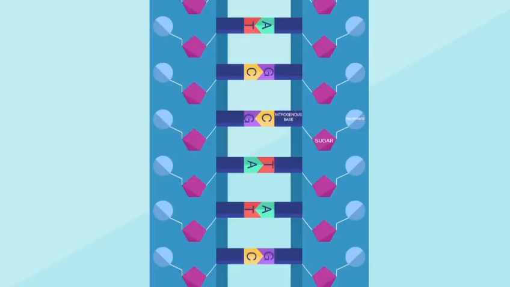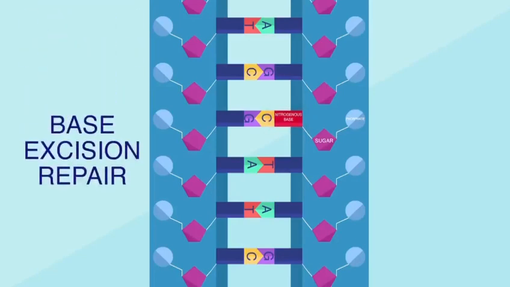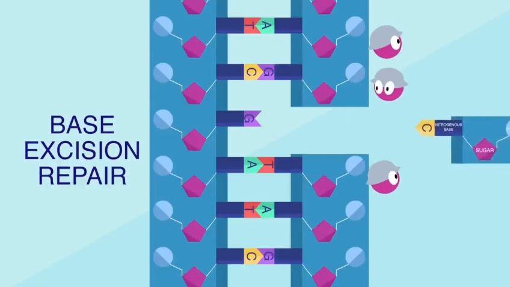But the cell also has more general repair pathways. If just one base is damaged, it can usually be fixed by a process called base excision repair. One enzyme snips out the damaged base, and other enzymes come in to trim around the site and replace the nucleotides.